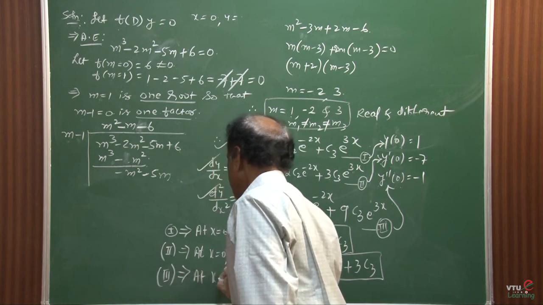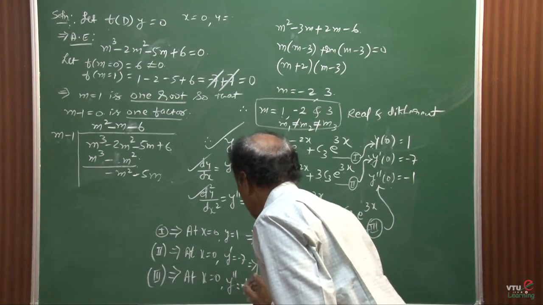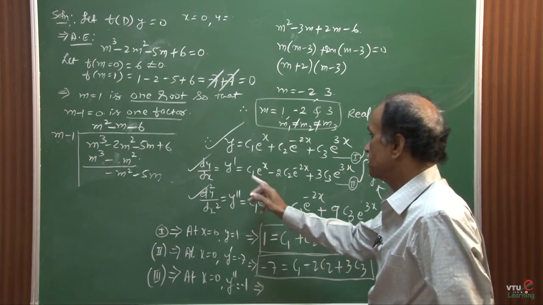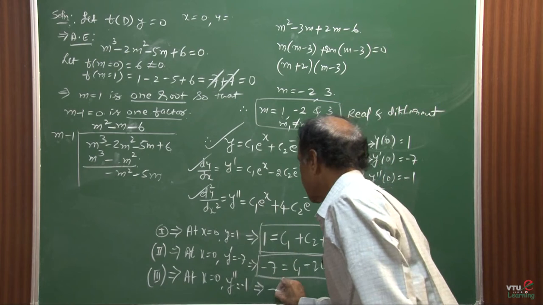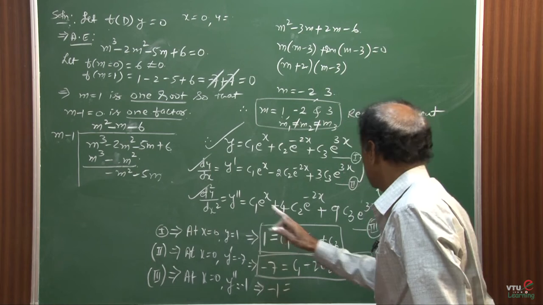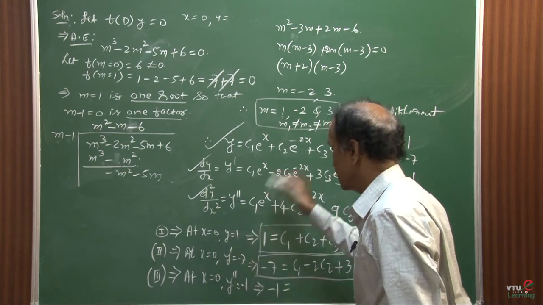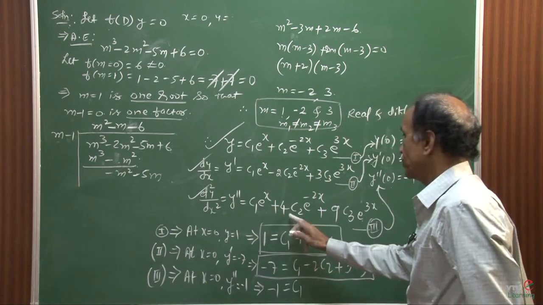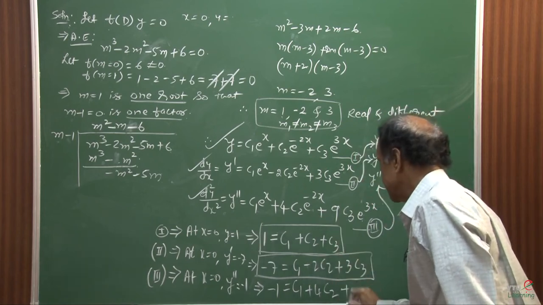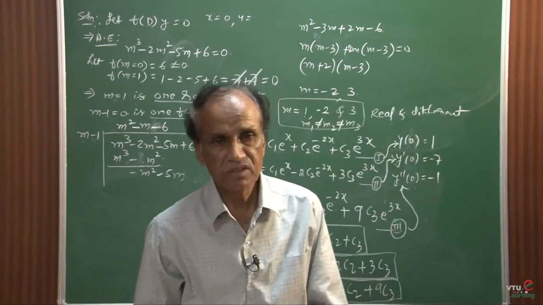Similarly, third gives at x equal to 0, y double dash is equal to minus 1. This implies, left side is minus 1 is equal to c1 into the second order derivative, that remains the same, there is no change in that. Then 4 times e to the power 0, that is 4 times c2, and plus 9 times c3. This is your third equation. So, you have three equations with three unknowns.